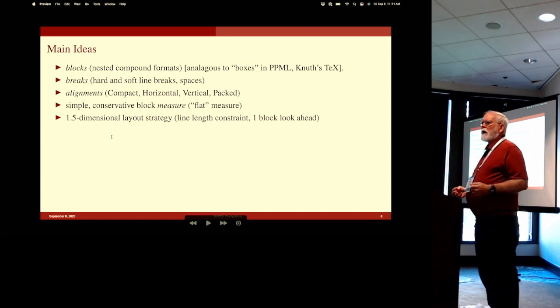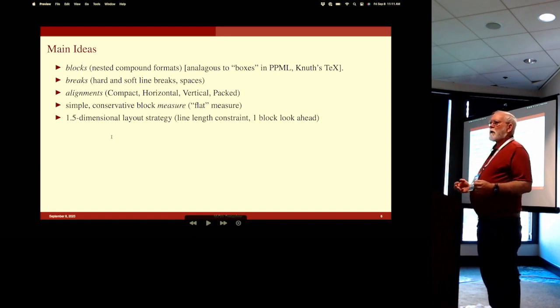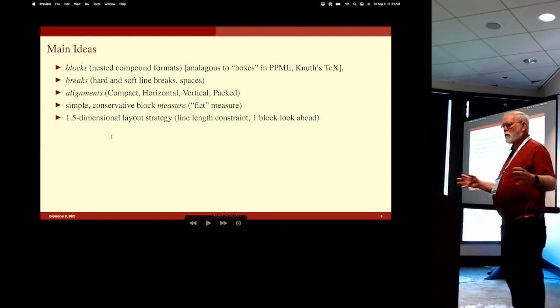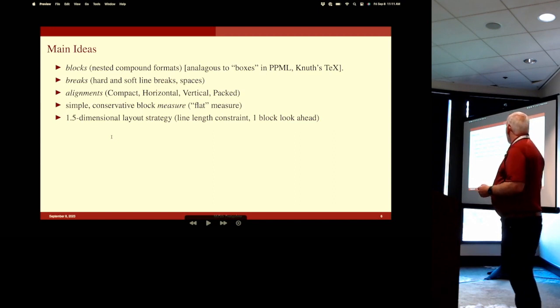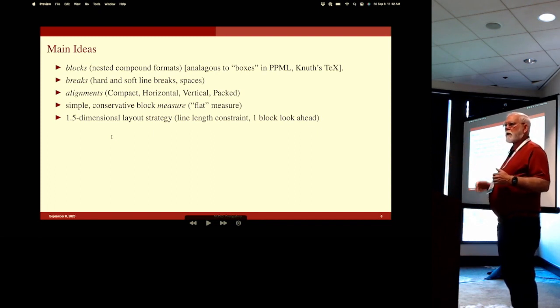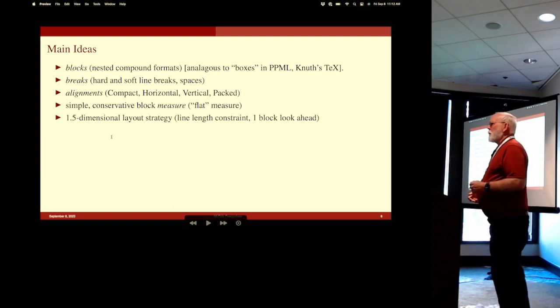And then there's alignments, which are specifications of how things should be arranged within a block. So there's compact and horizontal, which are basically horizontal arrangement, but compact puts no spacing between the elements, whereas horizontal puts a single space between them. Or vertical alignment, or packed, which is you start filling in the line, and when you run out of space on that line, you return to the beginning and fill in the next line, and so on. So it's like paragraph justification.